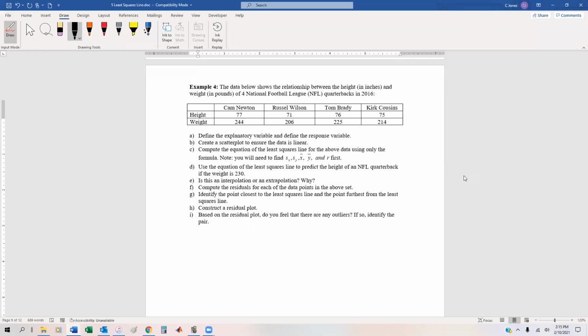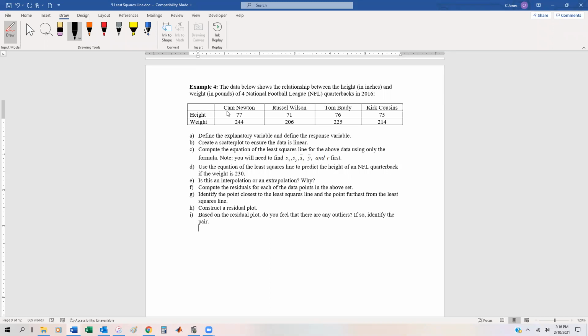We have one last example where we're going to go through and take a look at all the different aspects of least squares lines. So we're going to learn how to identify the response as well as the explanatory variable. We're going to learn how to compute the least squares line and then check it in the calculator. We're also going to do an extrapolation or interpolation, and also be able to define whether it's interpolation or extrapolation. Then we're going to compute the residuals, construct the residual plot, and identify outliers.